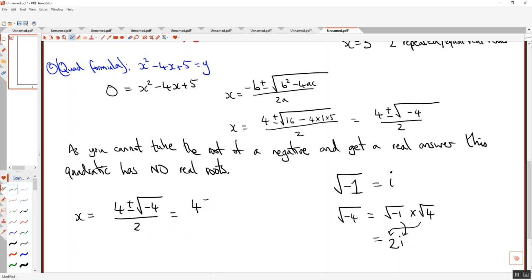So what I would actually get here is, don't need to worry about writing this down, just watch out of interest's sake. The square root of negative 4 would become 2i, which when I simplify it, I can divide 4 by 2 and get 2. I can divide this 2 by 2 and get just 1. So that would be the complex roots. I would get 2 plus i and 2 minus i.